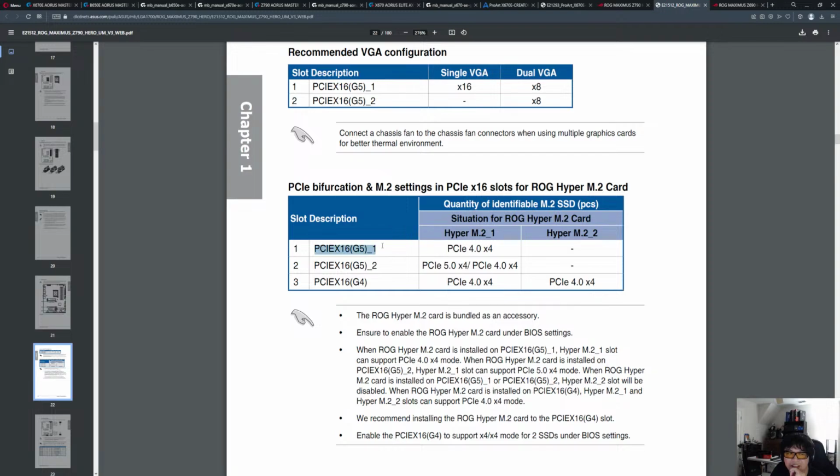So I don't understand this one. In my mind, this should read, when it is in the top slot, both Hyper M.2 1 and Hyper M.2 2 should be running at PCIe 5.0 x4. That's the way I think it's supposed to work, but the fact that it does what it does tells me that there's some kind of weird, you know what? This card might be a self-bifurcating card.